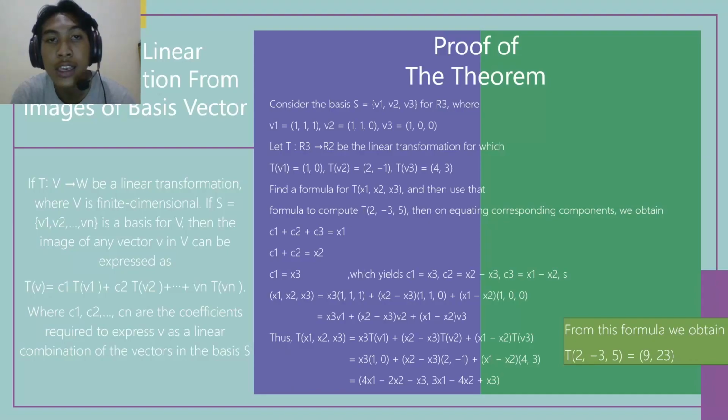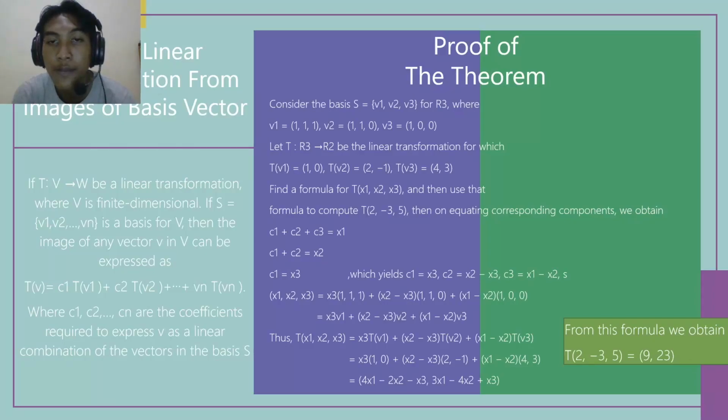And let the transformation from R3 to R2 be a linear transformation, where T(v1) = (1, 0), T(v2) = (2, -1), and T(v3) = (4, 3). Find the formula for the transformation T(x1, x2, x3), and then use that formula to compute T(2, -3, 5).